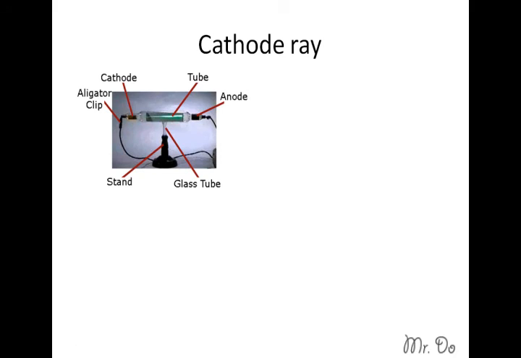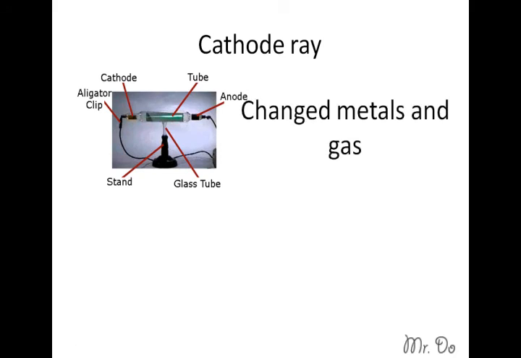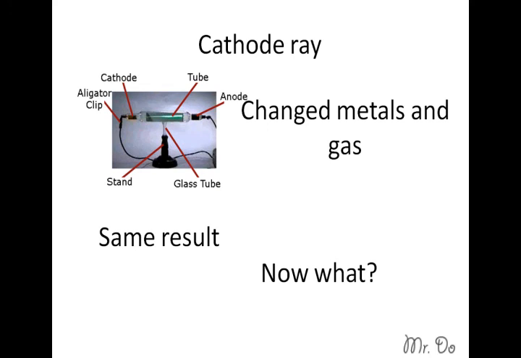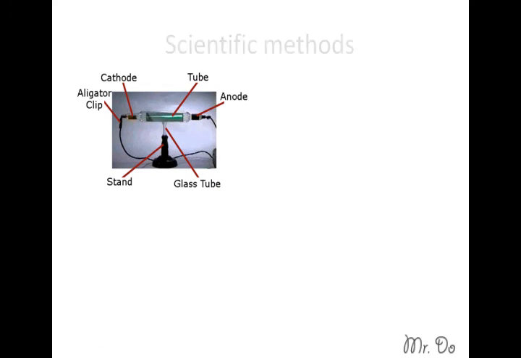So he changed the metals and he changed the gas. But to his surprise, it still showed the same result. How can it still show the same result? That means this something inside the beam, or the beam itself, is negative, and it's found in both the atoms of the gas and the metal. They're both the same. The question is, what is this something?